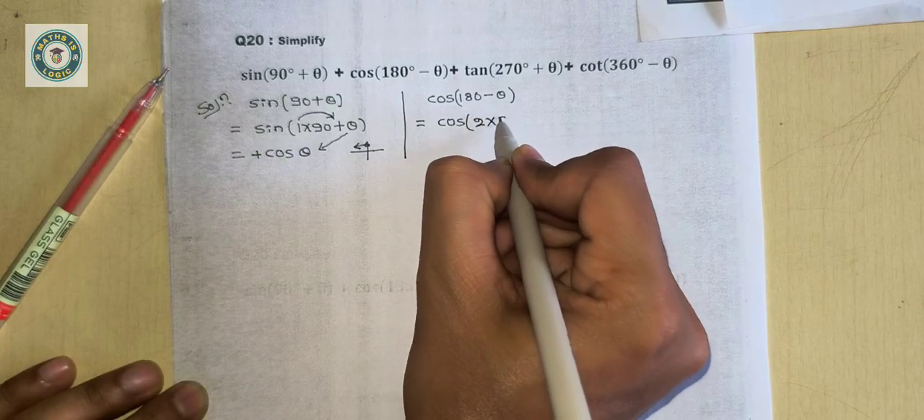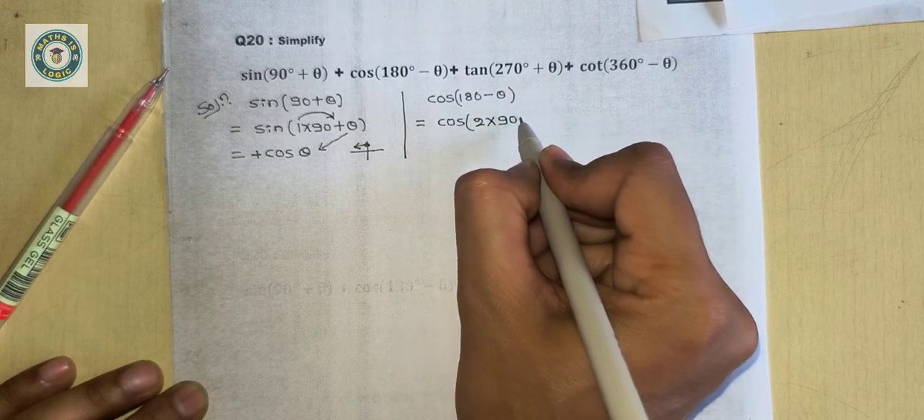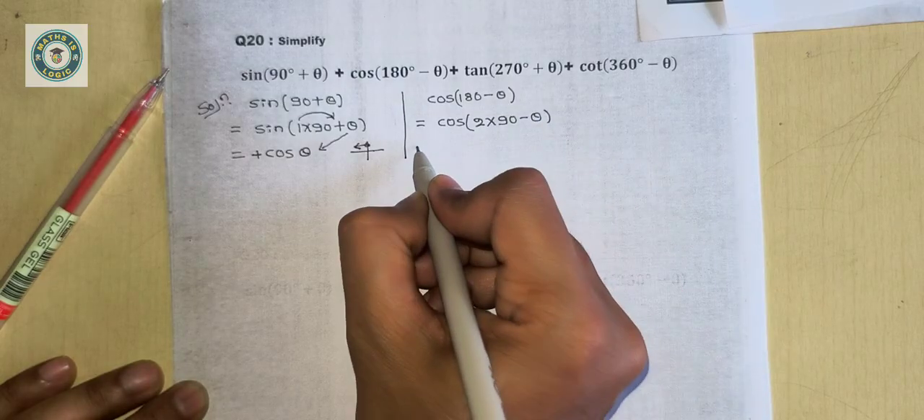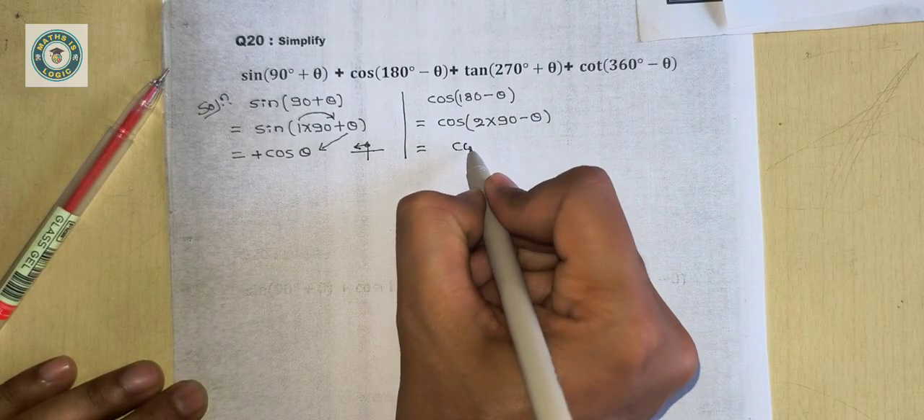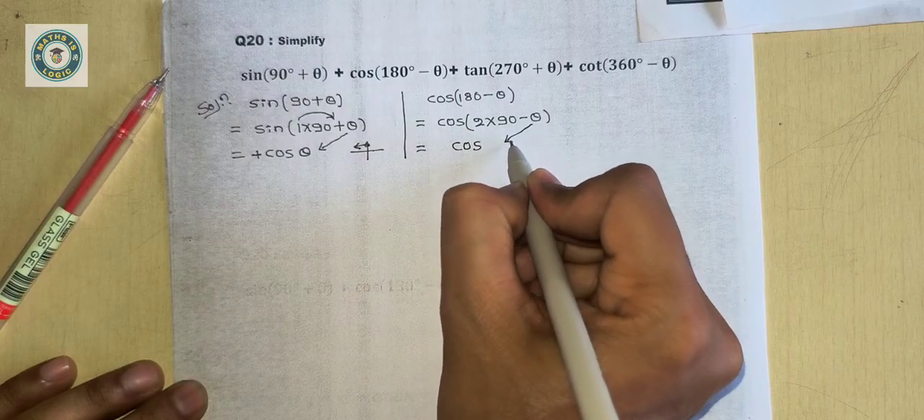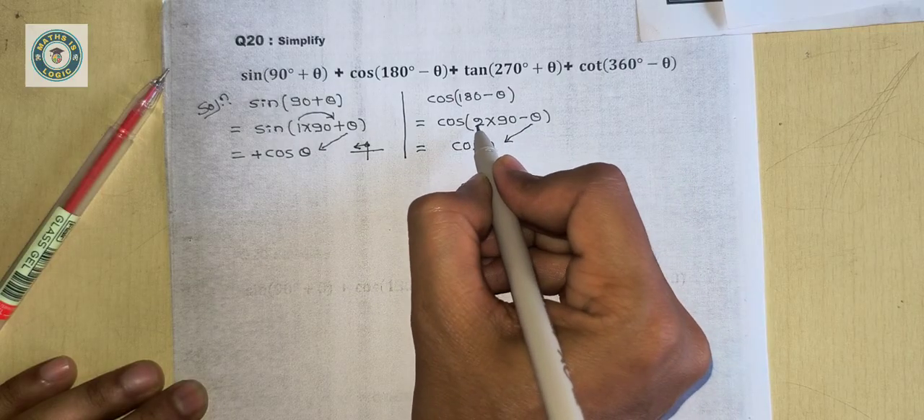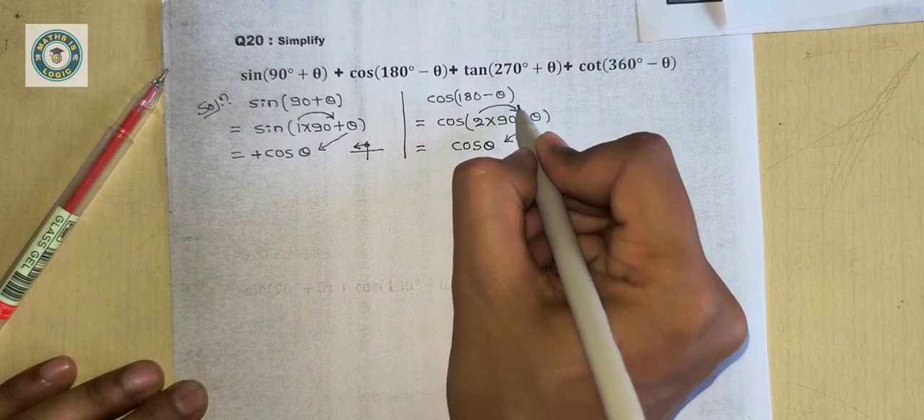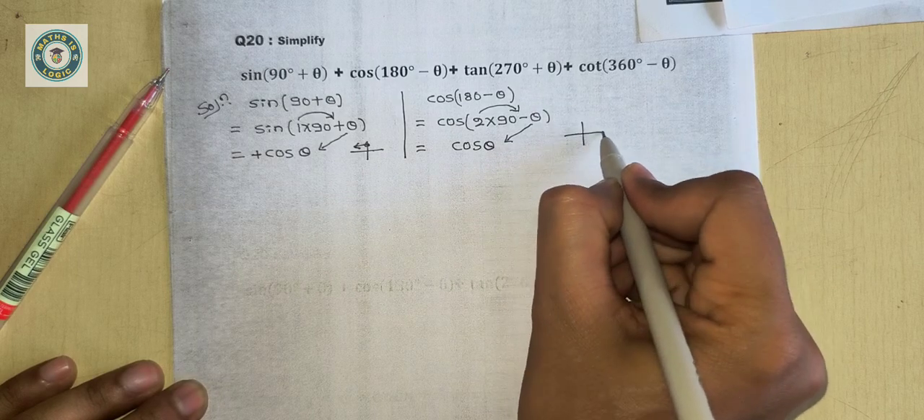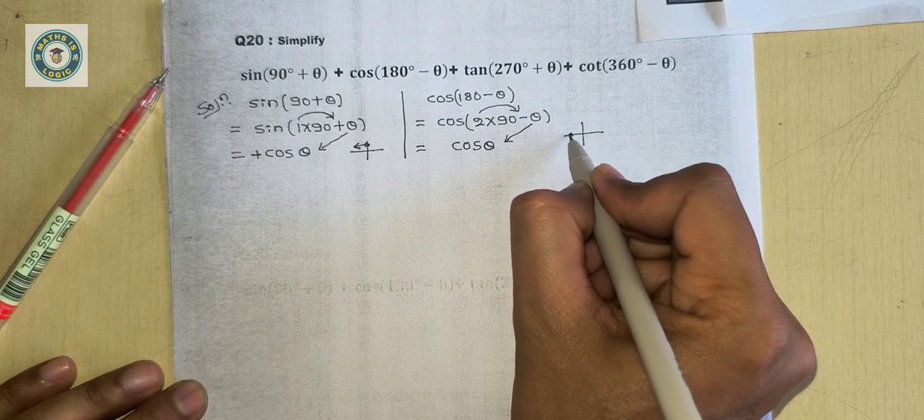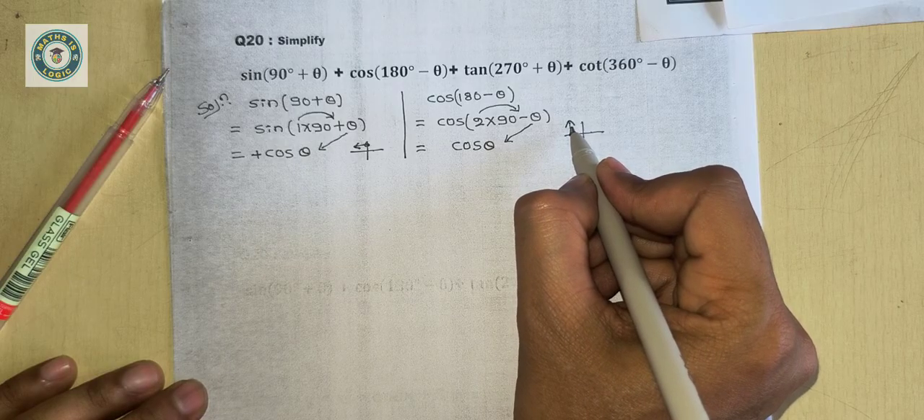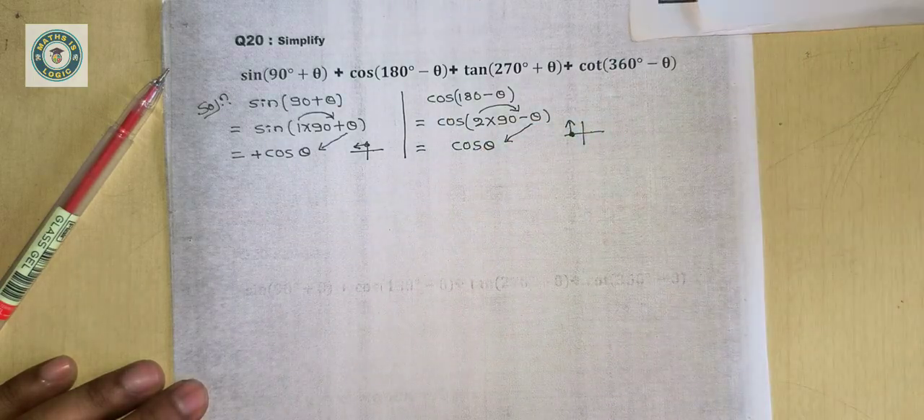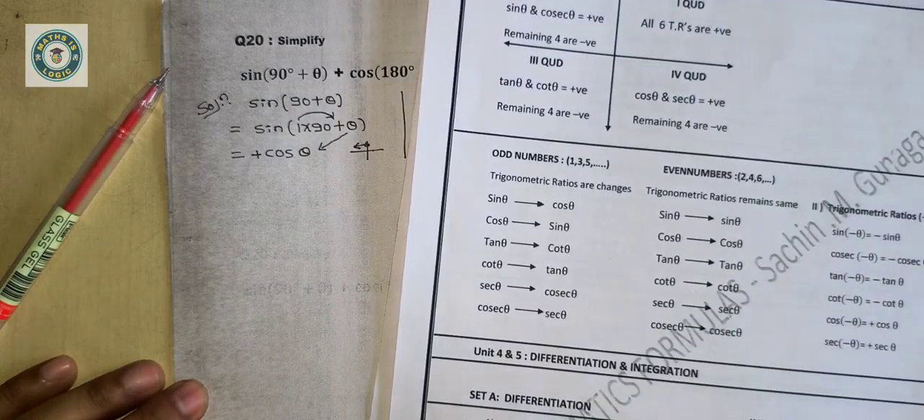Next second value, cos 180 minus theta, which is equals to cos. 180 can be written as what here? 2 into 90, 180 minus theta. So again here 2 is an even number. For an even number cos remains cos. At the end again theta is there, mention as it is. Next 2 minus, therefore again plus the sign, 0, 1, 2, minus means previous quadrant. Previous quadrant means second quadrant. In second quadrant you can see sine and cosec.